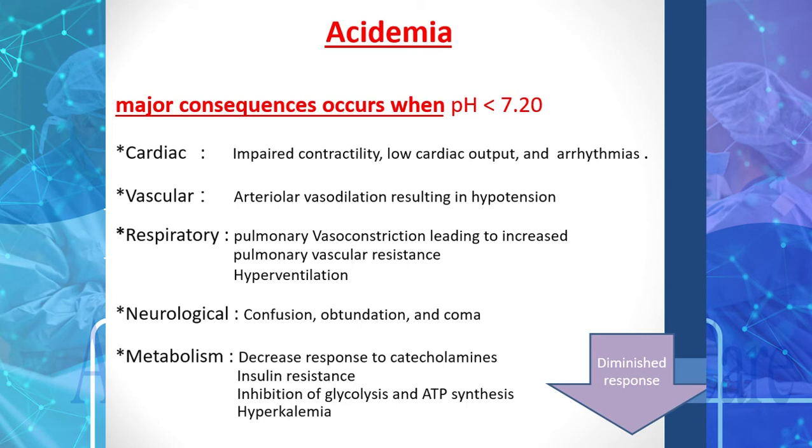Also, acidemia will cause insulin resistance and hyperglycemia, will inhibit glycolysis and inhibit ATP synthesis, and cause hyperkalemia. Why will acidosis cause hyperkalemia? What do you think? The presence of hydrogen ions outside will make them enter the intracellular space and then get rid of potassium outside the cell, to maintain electroneutrality.